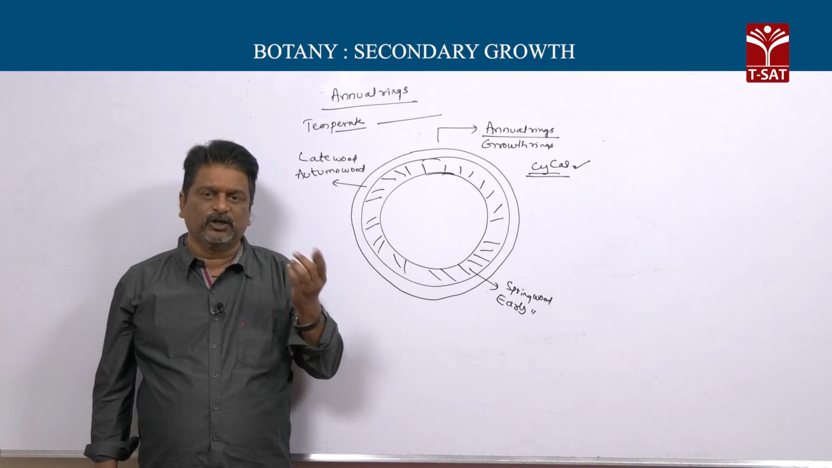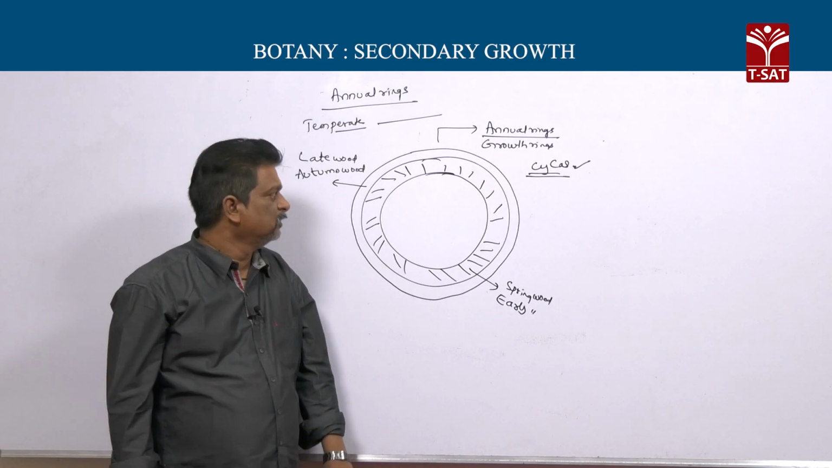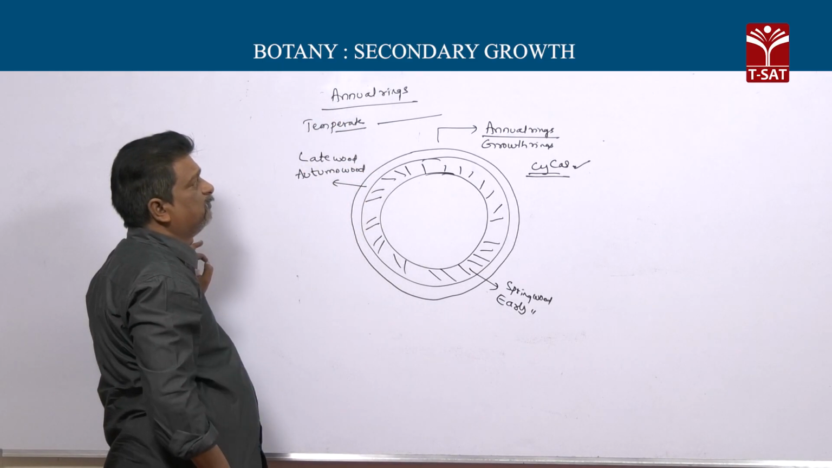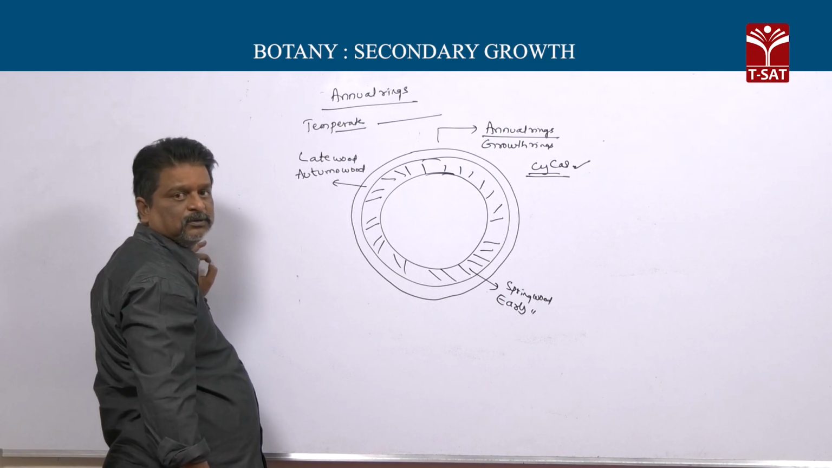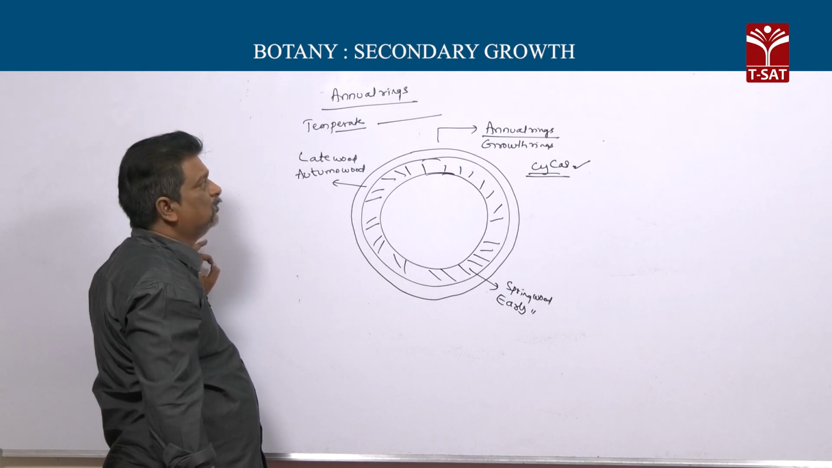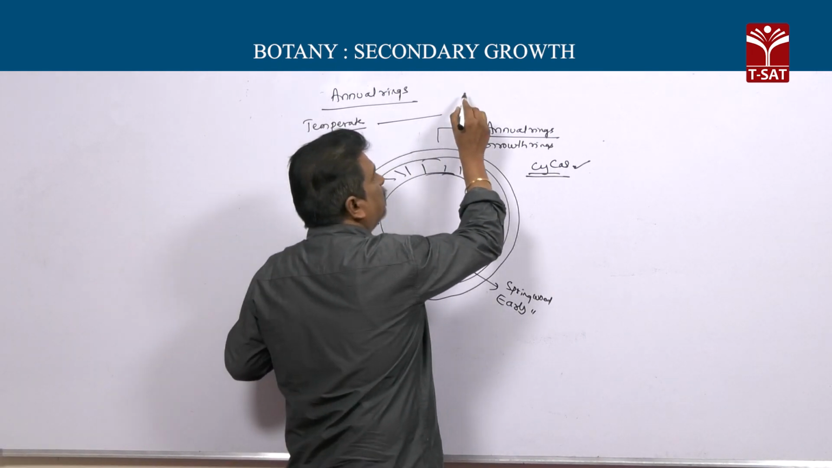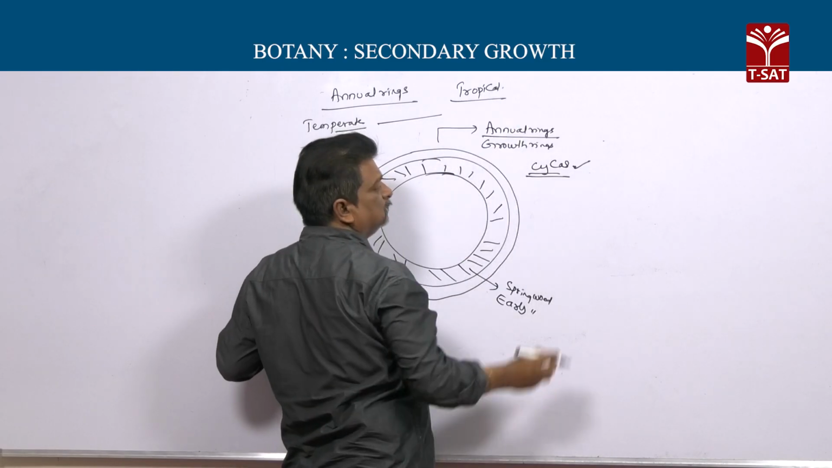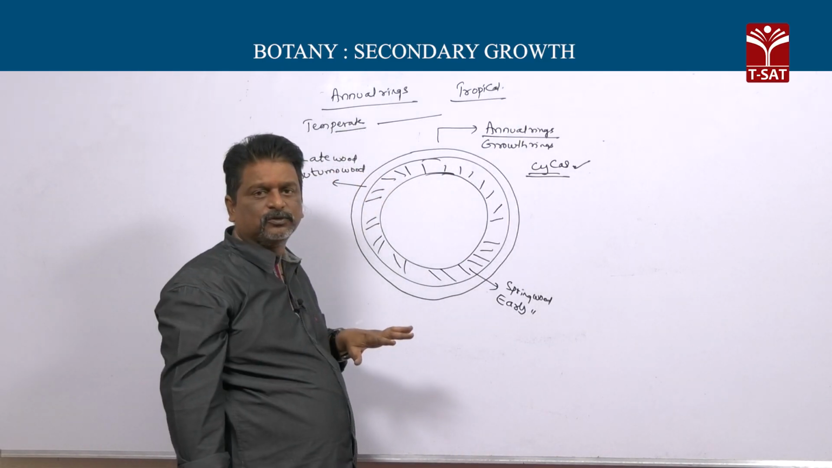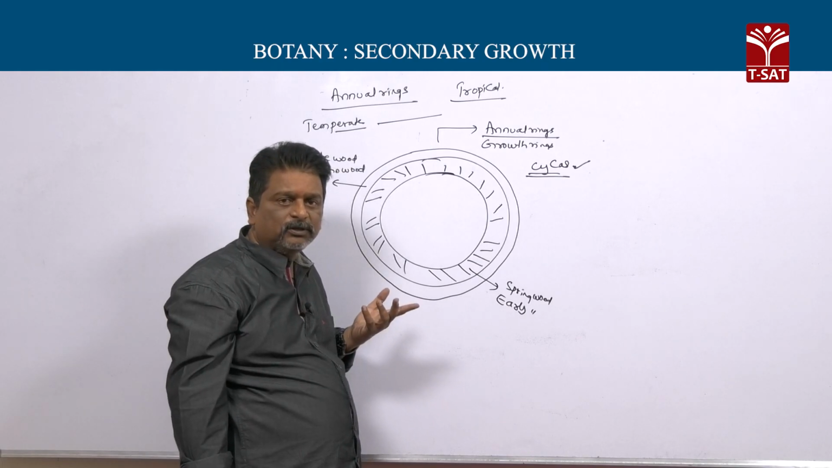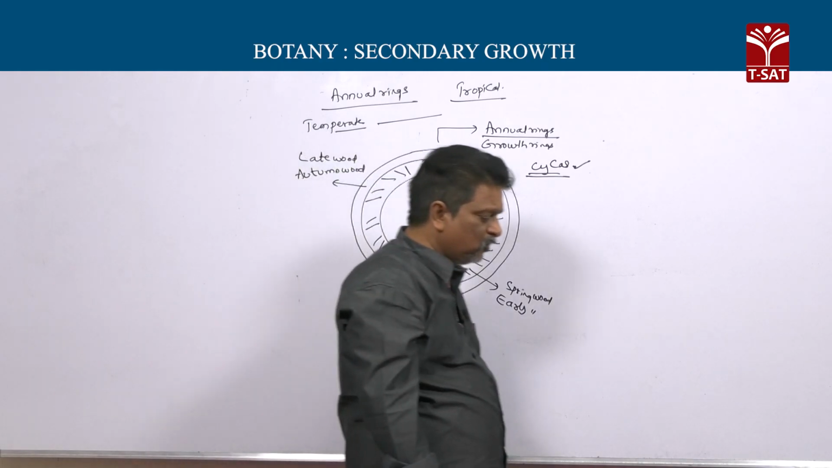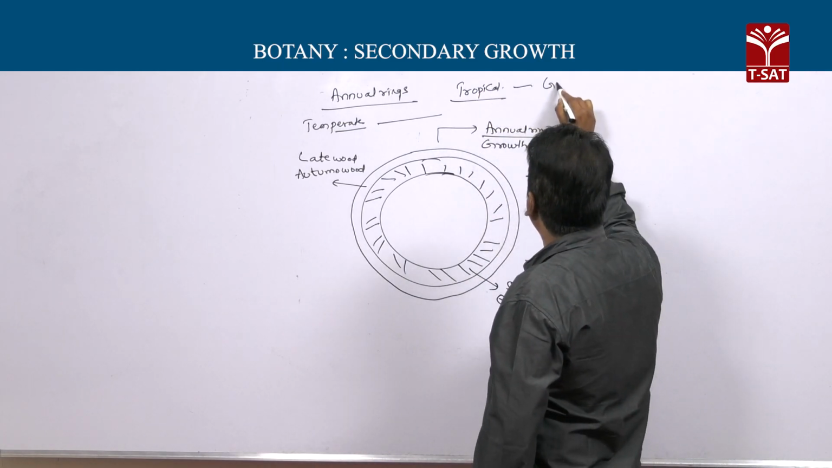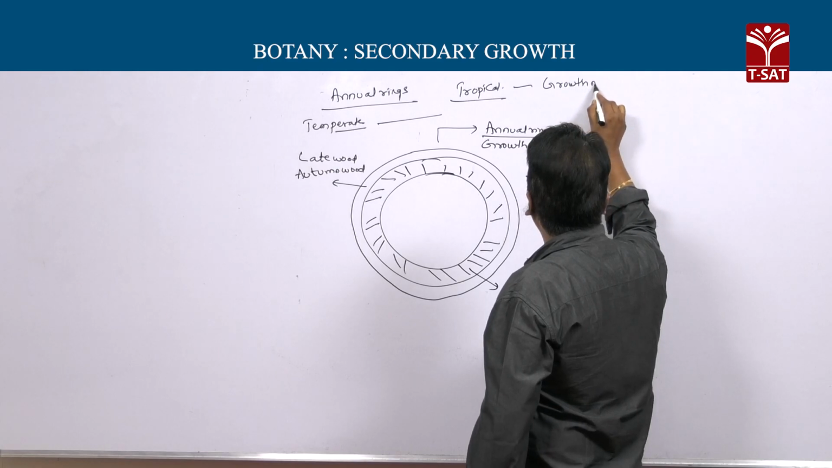By counting these annual rings, the age of one of the old trees can be estimated as 3,500 years. So annual rings are clearly formed in temperate plants. If clearly formed, they are called growth rings. In tropical countries like India, there is not much seasonal variation. So annual rings are formed, but they are not clear. If annual rings are not clear, they are rightly called growth marks.